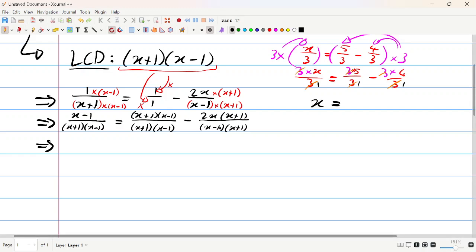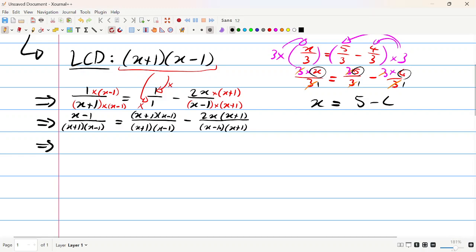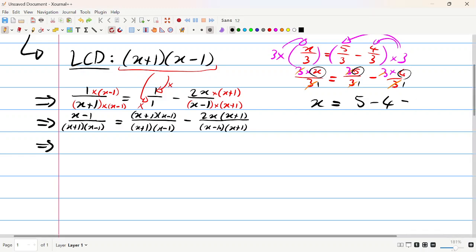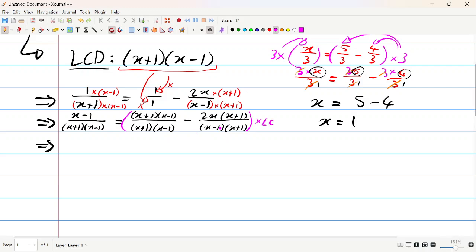So it's x is equal to 5, which is remaining over here. Notice 5 is remaining, and 4 is remaining, and x is remaining. So this is 5 minus 4, which is equal to 1. Or in a way that you can understand it, x is equal to 1. And it makes sense in this case over here. Okay, so that is essentially what we're doing. All we're doing is just multiplying both sides by the lowest common denominator. So I multiply this side by the LCD, and I multiply this side by the LCD.